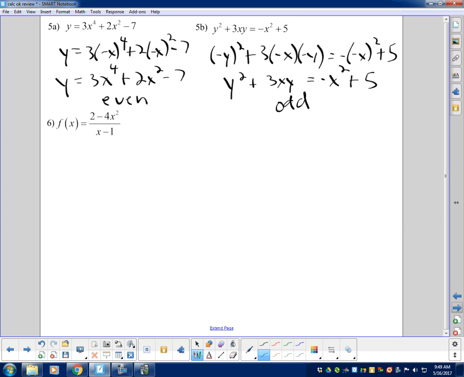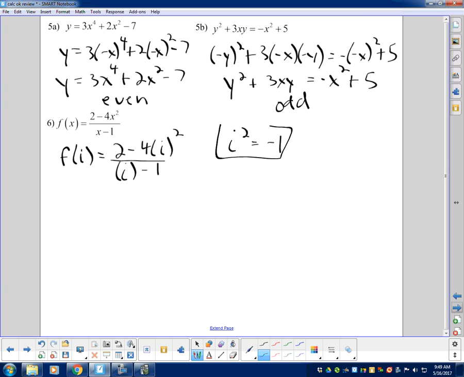All right, number 6. It says if f of x equals 2 minus 4x squared over x minus 1, find f of i, and then rationalize the denominator. So f of i simply means plug in i everywhere you see an x. And this is the i, the complex i that we were familiar with from Advanced Algebra 2 when we were first introduced to it in the context of solving quadratics. So i squared, remember, is equal to negative 1. So keep that in mind. Gotta remember that. So we have 2 minus 4 times negative 1 over i minus 1, which equals 6 over i minus 1.